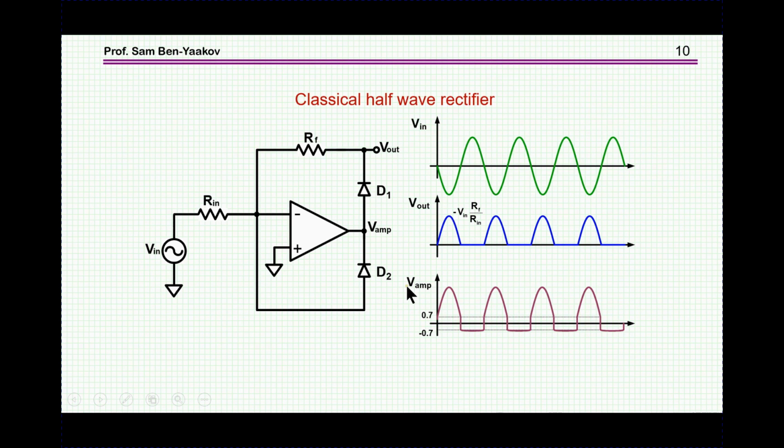Now, the output of the amplifier will adjust itself such that during the positive output, the amplifier will have to have a voltage which is the output plus 0.7, or the breakpoint of the diode, and then during the negative part of the output, it has to be the breakpoint itself of this diode. So this is the basic configuration of a classical half-wave rectifier.